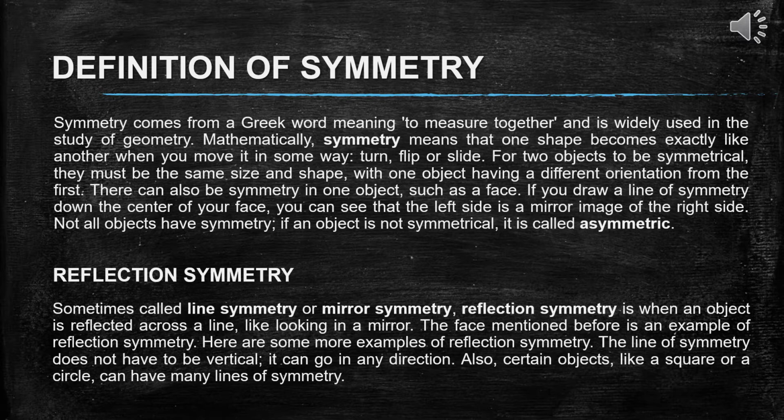Number 2, reflection symmetry, sometimes called line symmetry or mirror symmetry. It is when an object is reflected across a line, like looking in a mirror. The face mentioned before is an example of reflection symmetry. Here are some more examples of reflection. The line of symmetry does not have to be vertical. It can go in any direction. Also, certain objects like a square or a circle can have many lines of symmetry.